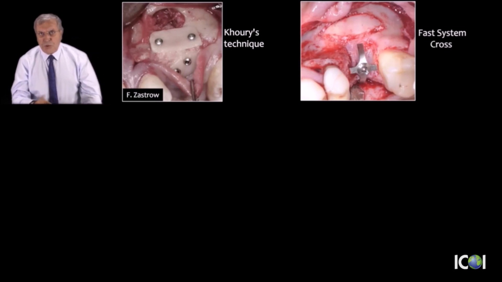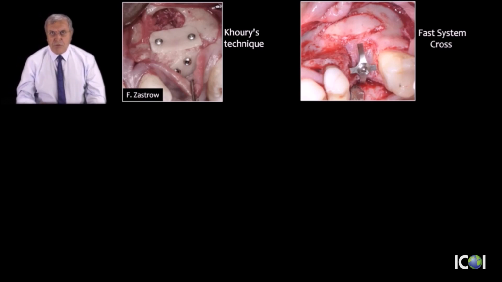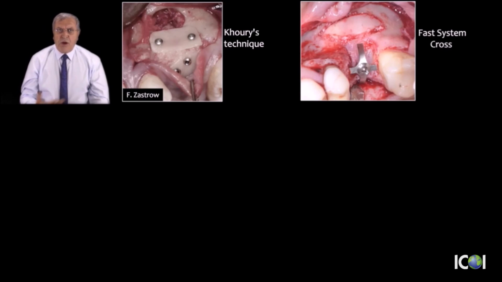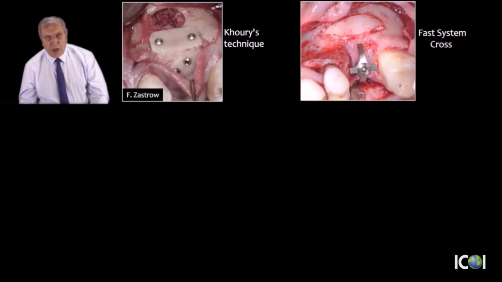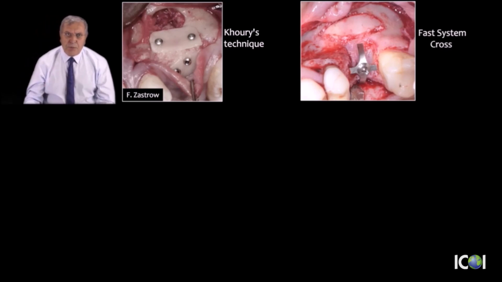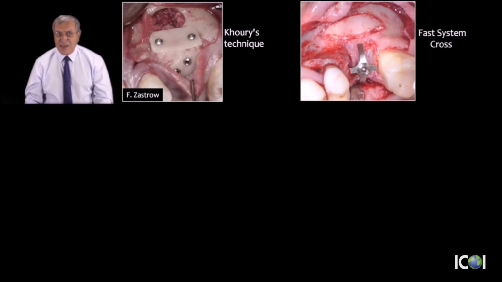I want to show you two techniques. The two are working very well. On the left, you have the Curie. You go to the ramus, you harvest the bone, you prepare the bone, you put the bone plates, and you screw them.